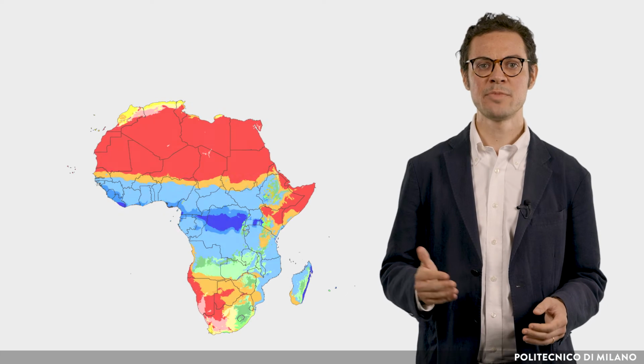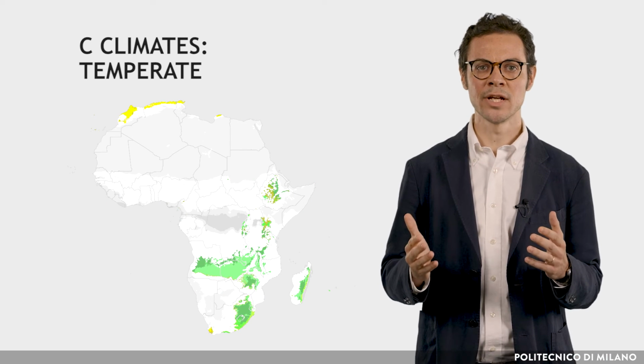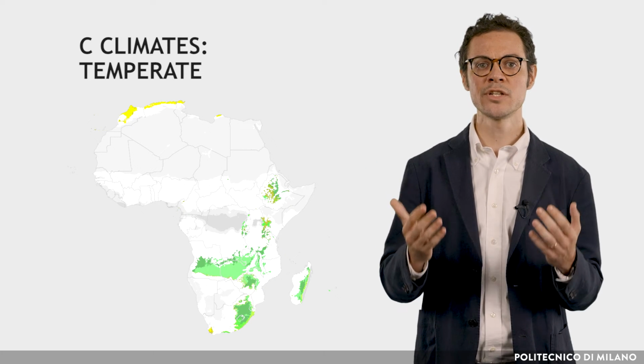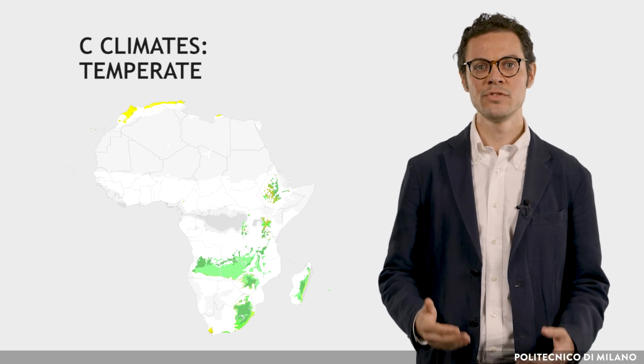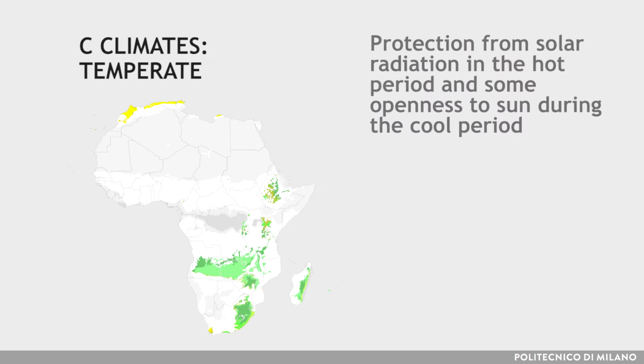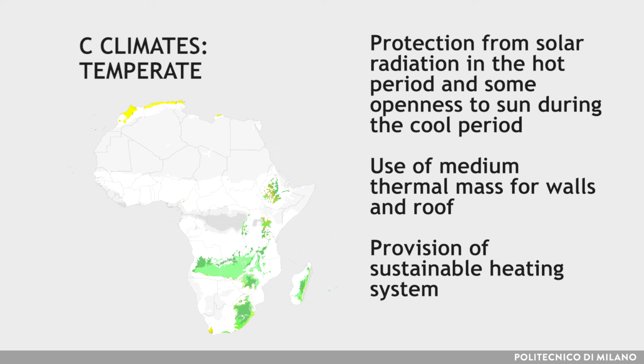And now let's speak about temperate climate. With conflicting seasonal requirements, heating and cooling demand should be considered together. To achieve this, three main provisions should be made: protection from solar radiation in the hot period and some openness to sun during the cool period, use of medium thermal mass for walls and roof, provision of sustainable heating systems.